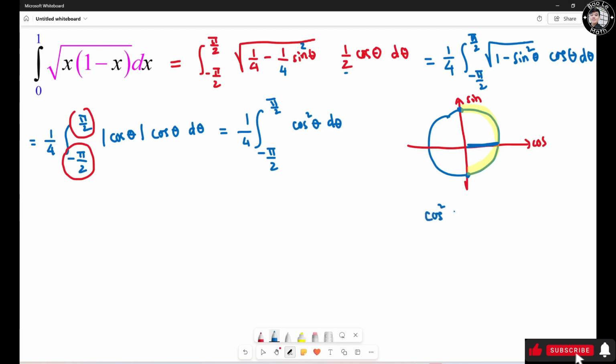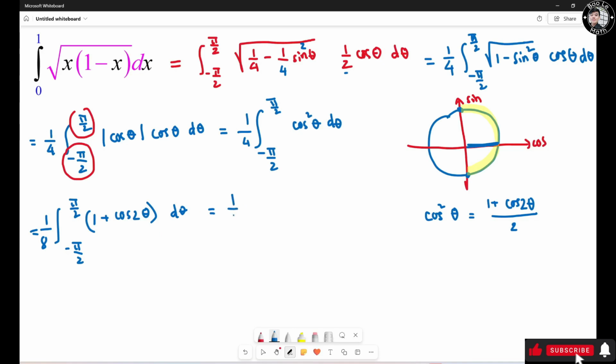Now we have the formula: cosine square theta is going to be 1 plus cosine 2 theta over 2, right? So this becomes the integral from negative pi over 2 to pi over 2. Now, you have 1/2 right here. I bring it to the front. It's going to be 1 over 8, right? And I have 1 plus cosine 2 theta d theta, right? Now, the antiderivative of 1 is theta, right? So I have theta right here. And the antiderivative of cosine 2 theta is going to be plus 1/2 sine 2 theta, evaluated from negative pi over 2 to pi over 2.